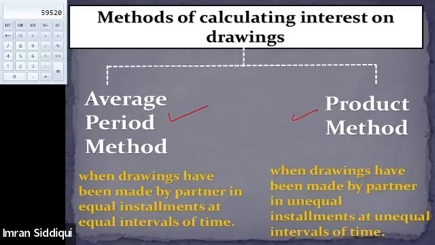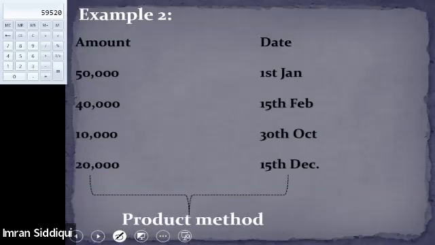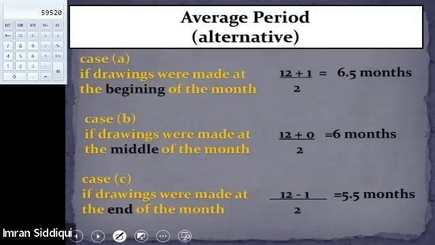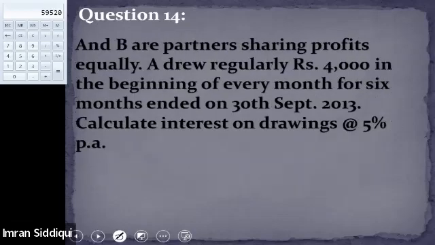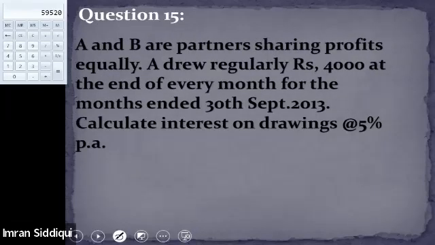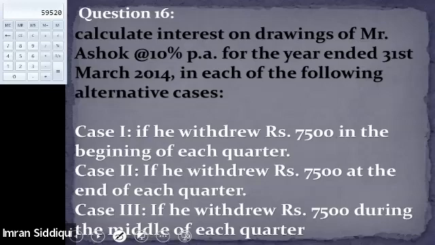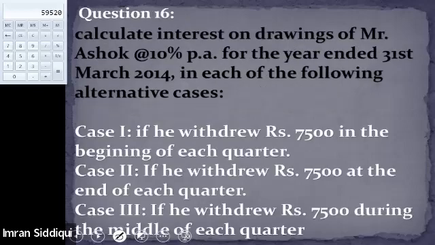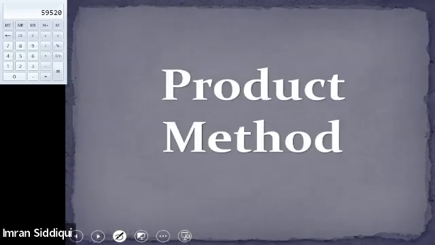We understood the formula to calculate the interest on drawing by the average period method, and we did a few questions based on the average period method. One question I gave you for homework. Question number 16, that I think is the question that I gave you for homework, right? Yes, sir. Okay, so let's start with the product method.